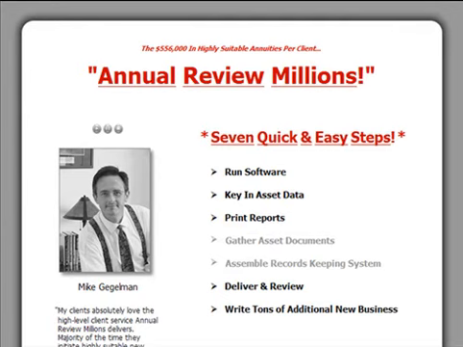See, where the real profit is in any business is not in the front end. All you have to do is look at most any other business model, Netflix, Blockbuster, McDonald's, and on, and what you will find are businesses that have perfected back-end revenue systems. And that is what Annual Review Millions is. It's the perfect back-end revenue system for agents and advisors.